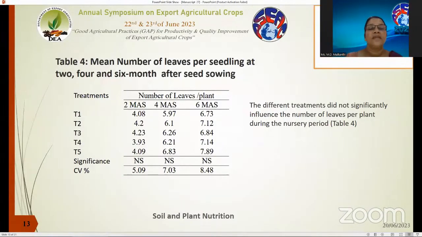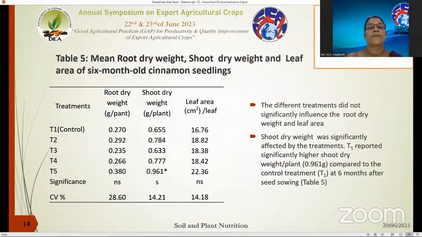Table 4, mean number of leaves per seedling at 2, 4 and 6 months after seed sowing. The different treatments did not significantly influence the number of leaves per plant during the nursery period. Table 5, mean root dry weight, shoot dry weight and leaf area of 6 months old cinnamon seedlings. The different treatments did not significantly influence the root dry weight and leaf area.